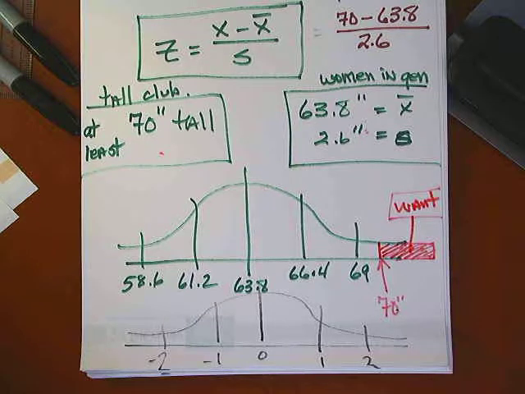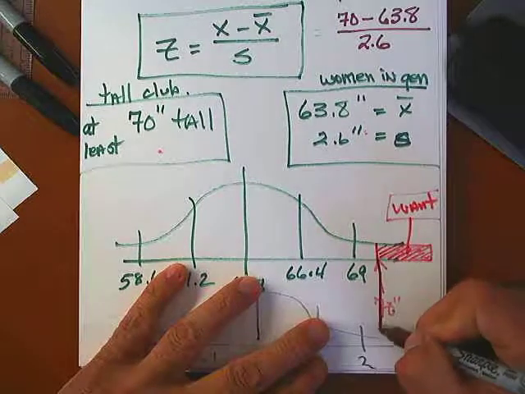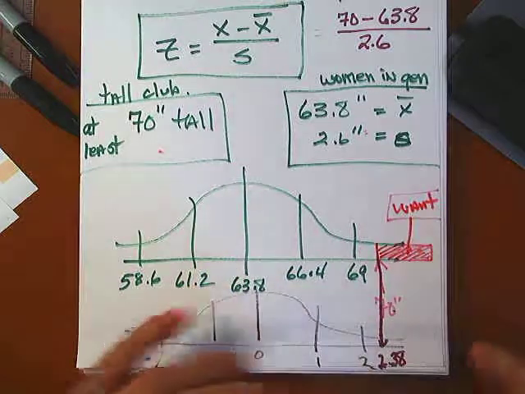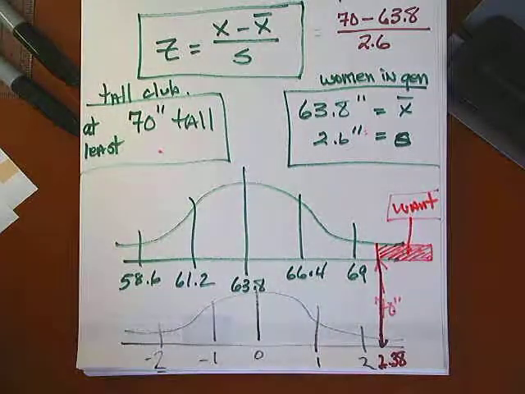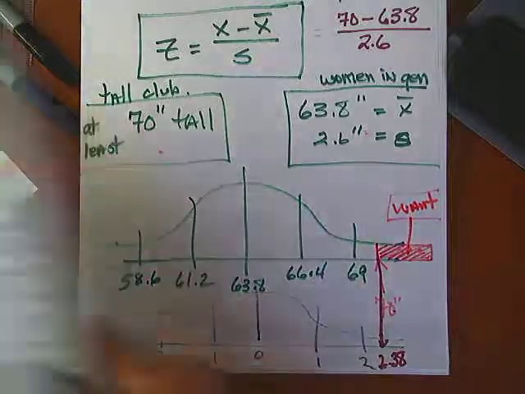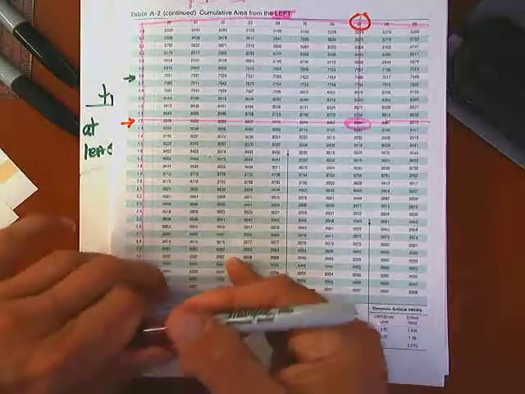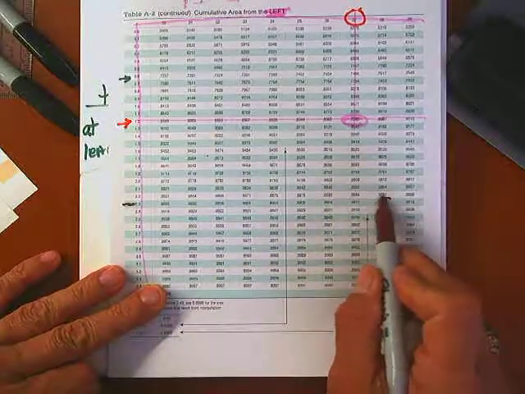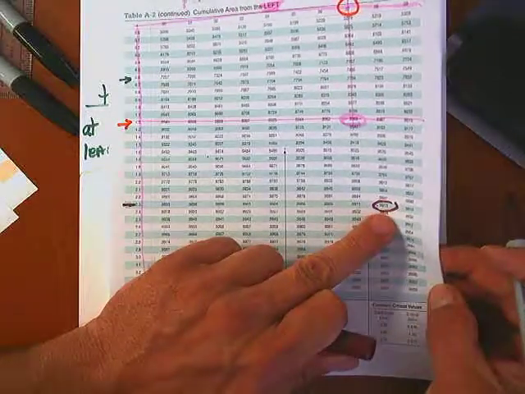So you draw a handy dandy table down here, and you're going to say 0, 1, 2, and 1, 2. And you're going to change this guy to a z-score. How do you do that here? Well, you follow this right here. So that's going to be 70 minus 63.8 over 2.6. And you take your handy dandy calculator and crank that out.